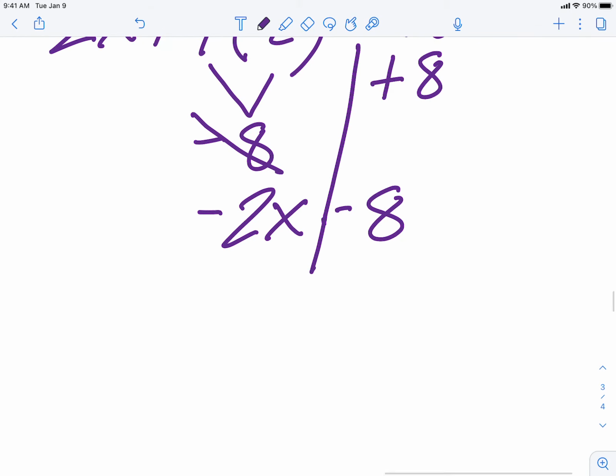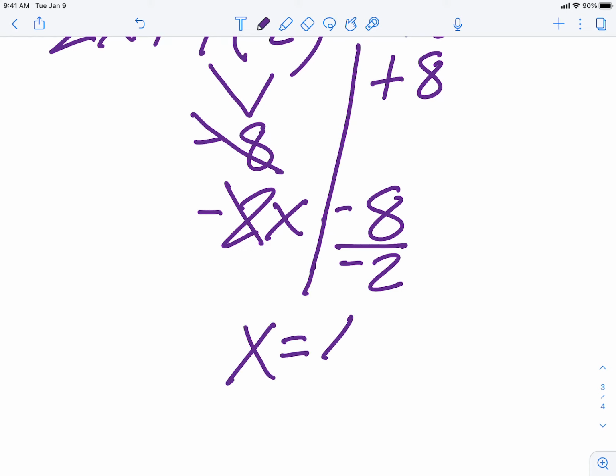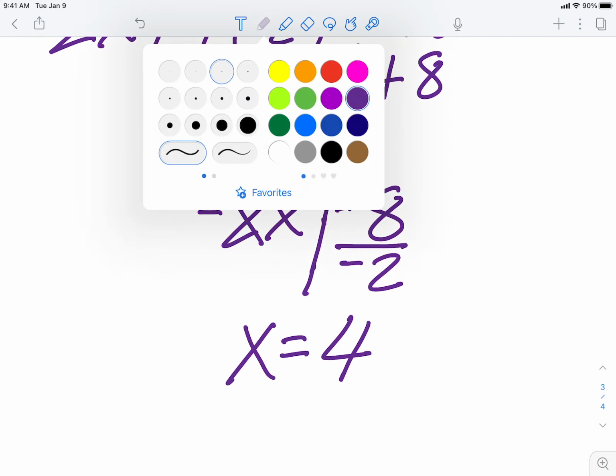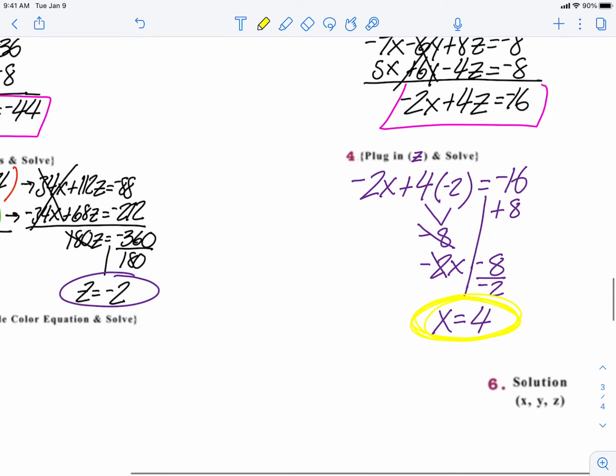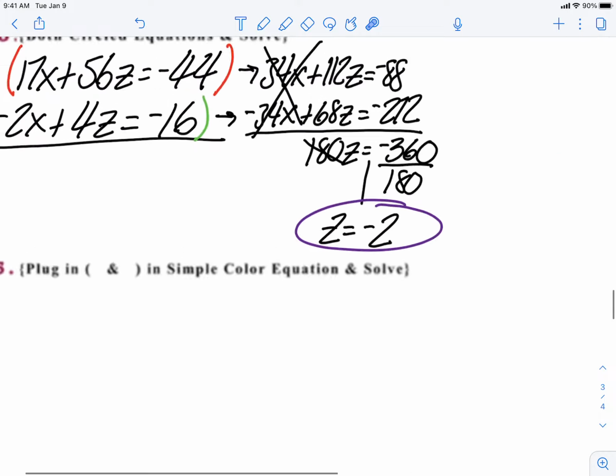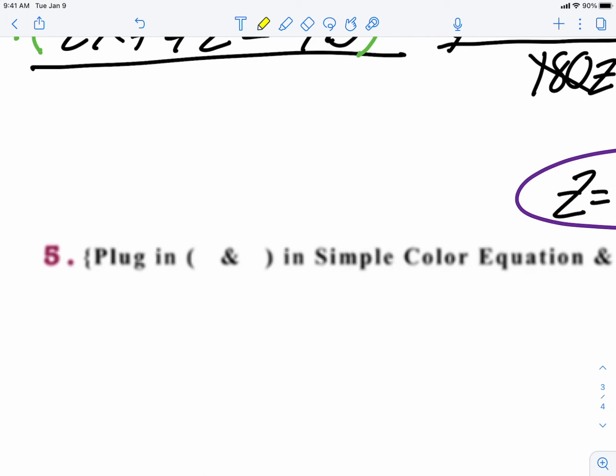The opposite of multiplying by -2 is dividing by -2, and I get x is equal to negative divided by negative as a positive, and I get 4. Right? There's my second variable. So I have z and I have x. Not coincidentally, step 5 says plug in blank and blank. That means x and z. Those are the two that I have.